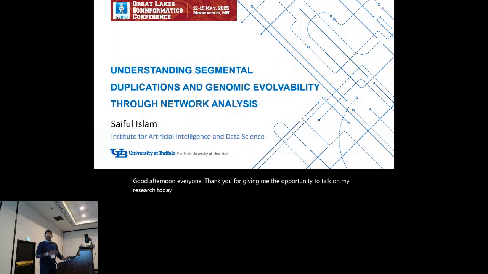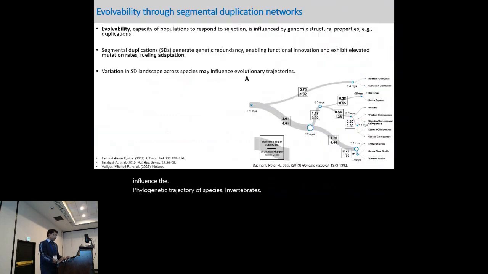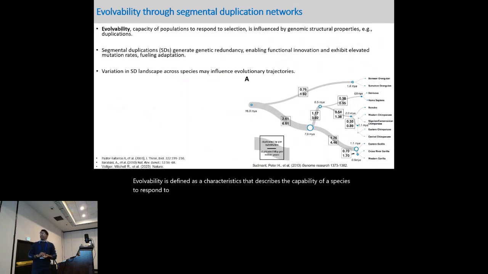Today, I'm going to talk about how the segmental duplication landscape can influence the phylogenetic trajectory of species in vertebrates. Evolvability is defined as a characteristic that describes the capability of a species to respond to selection, and this can be influenced by different genomic structural properties. For example, duplication.